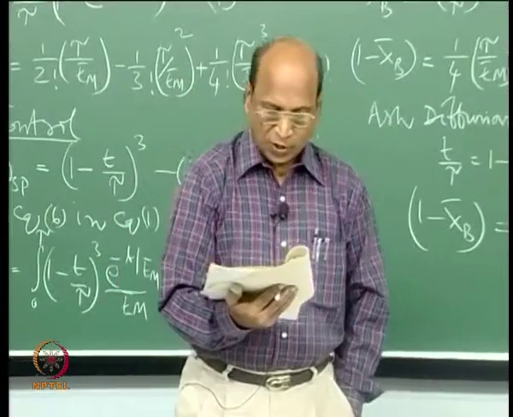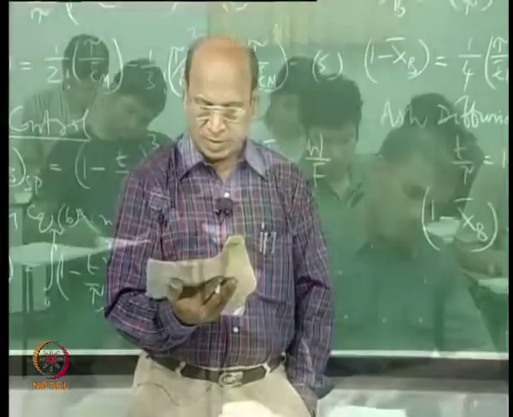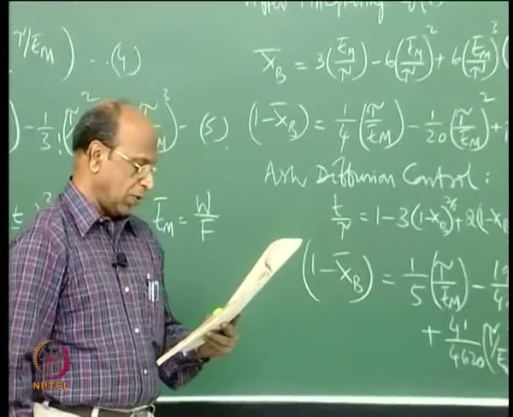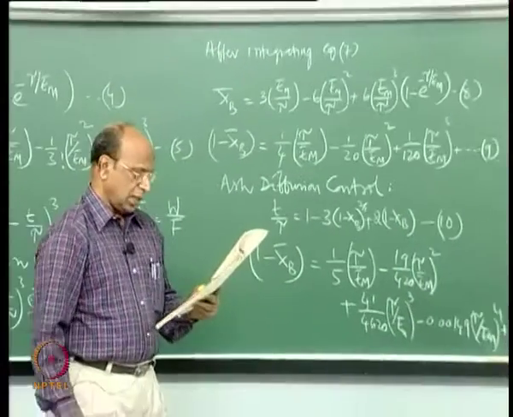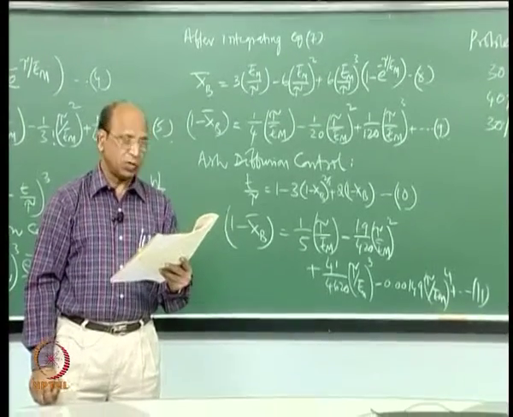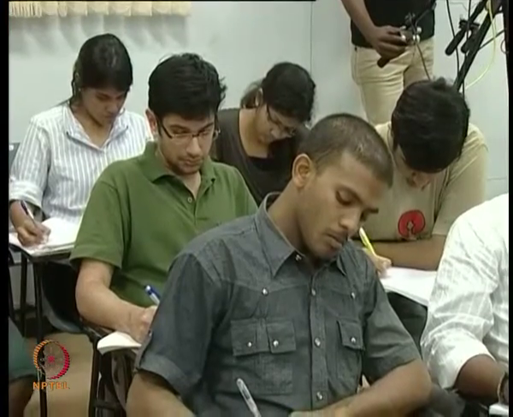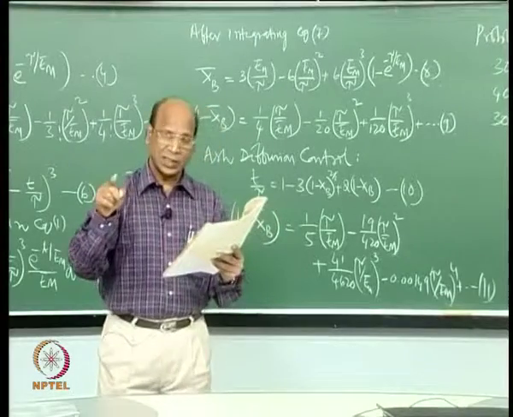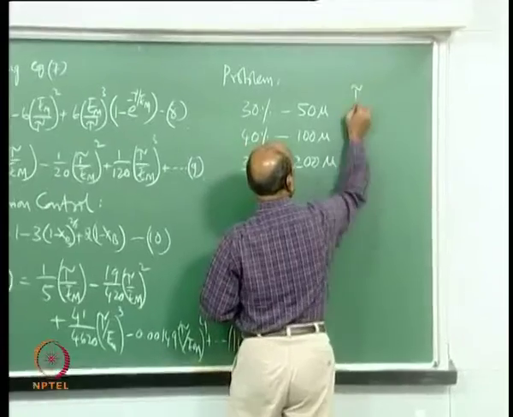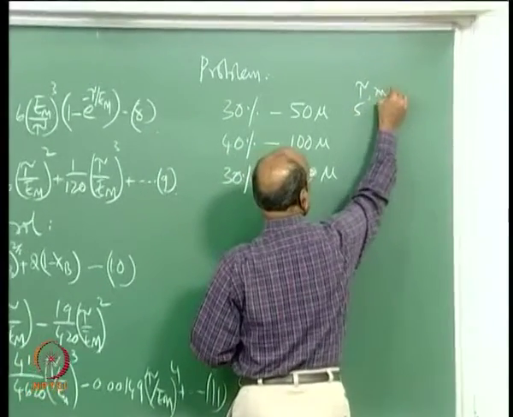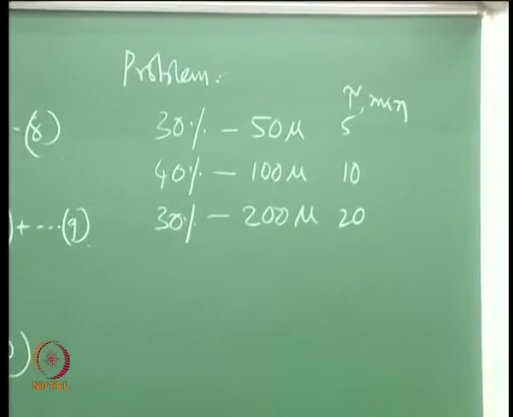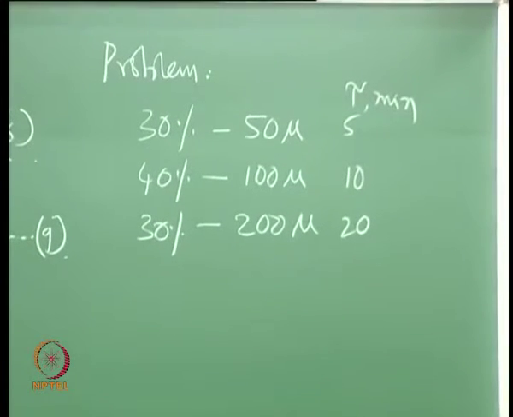For the planned operating conditions, the time required for complete conversion is 5, 10, and 20 minutes for the three sizes of the particles. That means, here I have tau in minutes, 5, 10, 20 for three sizes of particles.